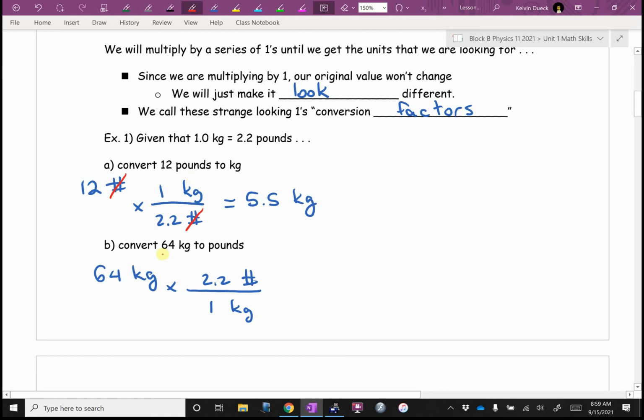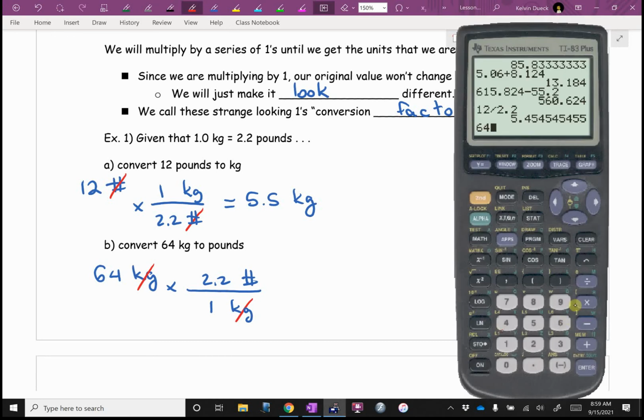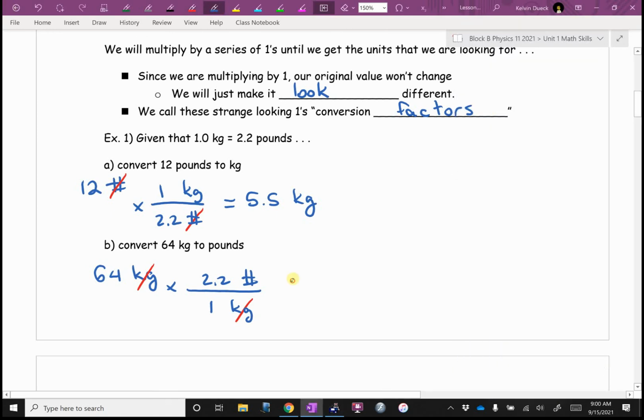Notice kilograms on the top and on the bottom, it cancels like x squared on the top and x squared on the bottom. What are the only units left behind? Where is that 2.2? It's on the top. I'm going to go 64 times 2.2. And I get 140.8. Technically I should go to 2 sig figs, so I'm going to go like this: 140.8 equals 140 kilograms, and there I've got my long answer and my sig fig rounding off, so I know what the heck I did.